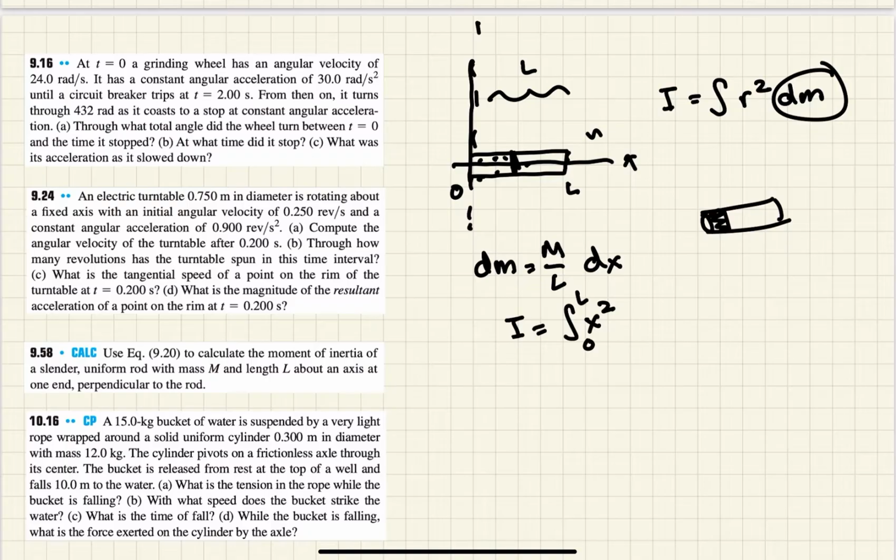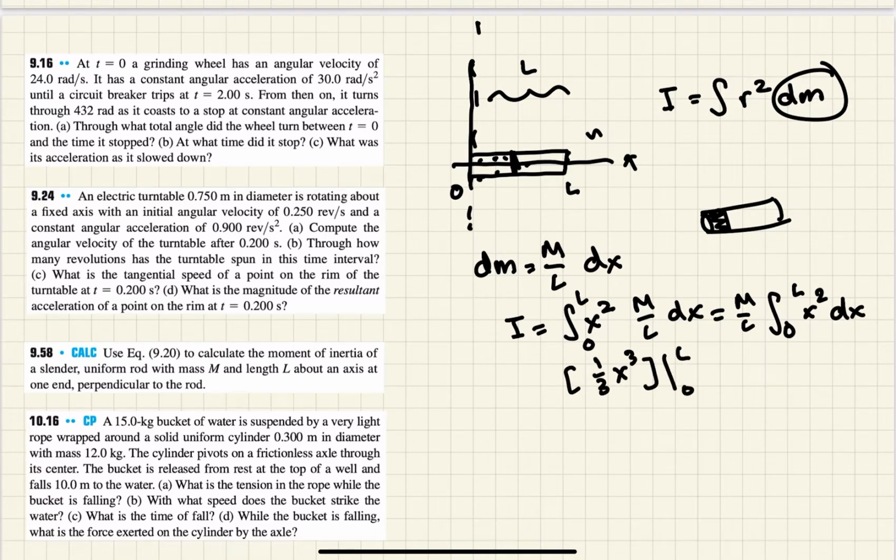So it's x squared times dm. dm is m over L times dx. And so m and L don't have anything to do with x, so they're constants. We can move them out. It's m over L times the integral from 0 to L of x squared dx. We know how to do this. This is just calculus. The integral of x squared dx is just going to be 1/3 x cubed plus c, but since it's definite, it's from 0 to L.